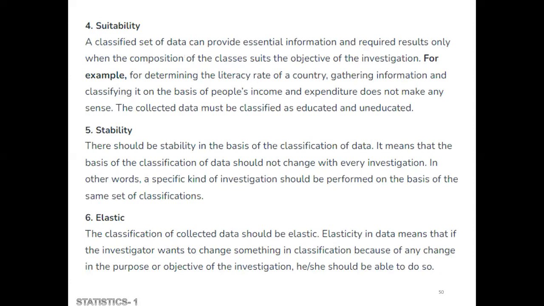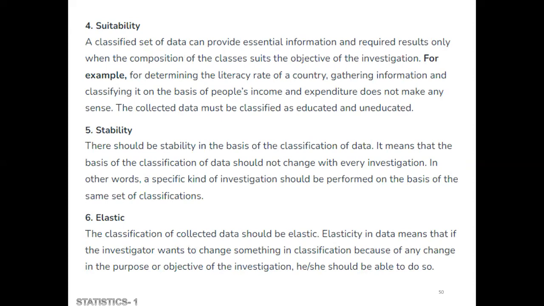Suitability is one particular thing which is very much required for a good classification. Classified data can provide essential information and required results only when the composition of classes suits the objective of investigation. For example, for determining the literacy rate of a country, gathering information and classifying based on people's income and expenditure does not make any sense. When you are studying the concept of literacy, data pertaining to income or expenditure is not at all related. Therefore, the collected data must be classified as educated or uneducated. If I want to study the literacy rate in the country, then the data should be classified as educated or uneducated.